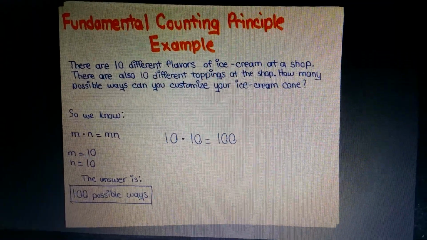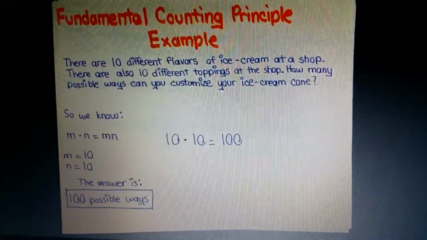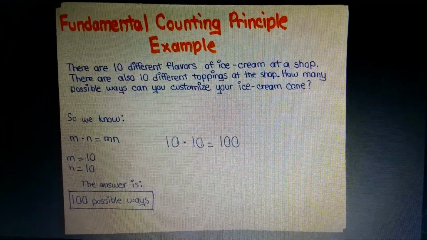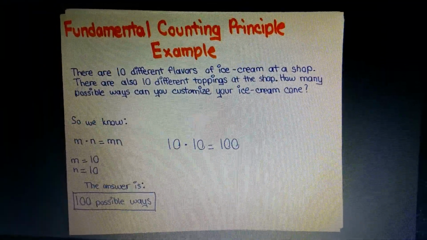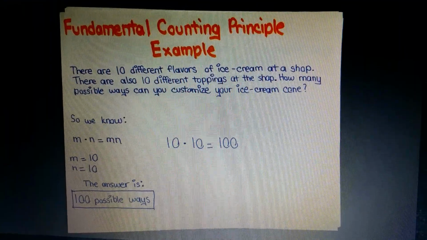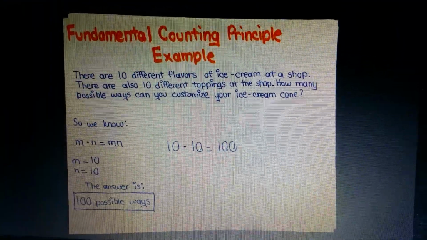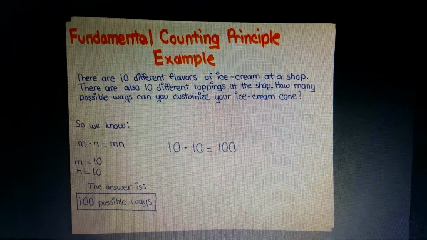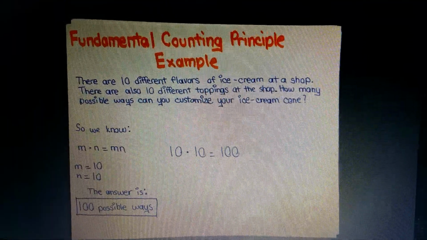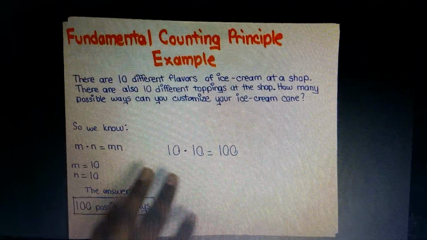Fundamental counting principle example. There are 10 different flavors of ice cream at a shop. There are also 10 different toppings at the shop. How many possible ways can you customize your ice cream cone? So we know m times n equals mn. There are 10 flavors and 10 toppings. You multiply those together and you get the answer of 100 possible ways.